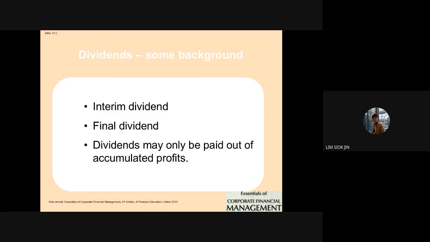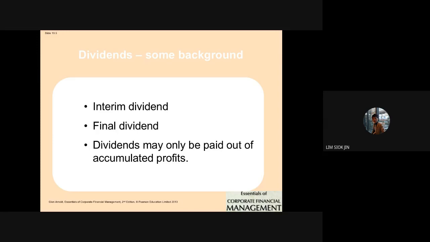Dividend, some background. Dividend can be given as final dividend. That means one time, one shot, 1 year they give one time, right? Alternatively, it can be an interim dividend. Interim dividend means periodically. Every 3 months they give one time dividend. So if there is 1 million, they can split into 4 times. So 1 year, 4 times. So every 3 months they give this dividend.